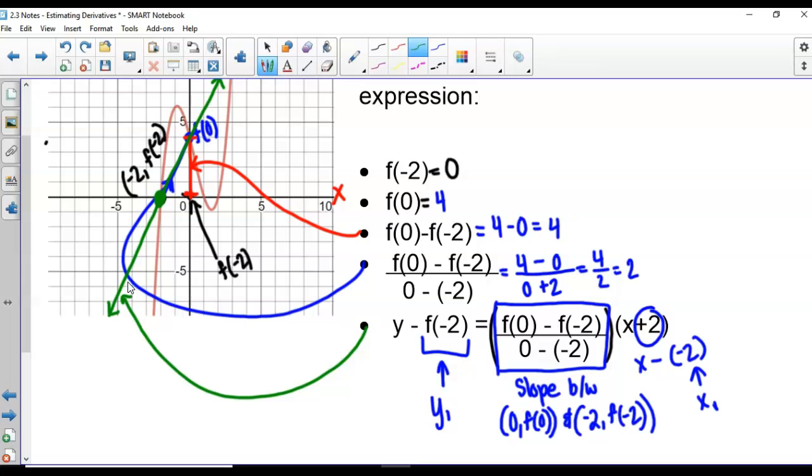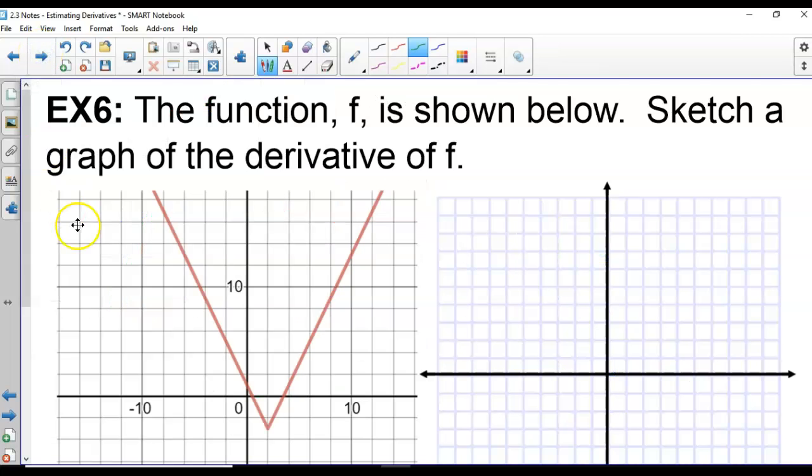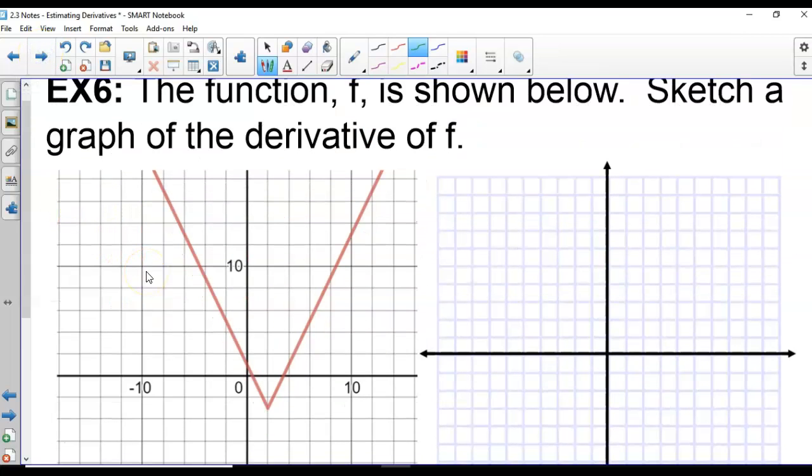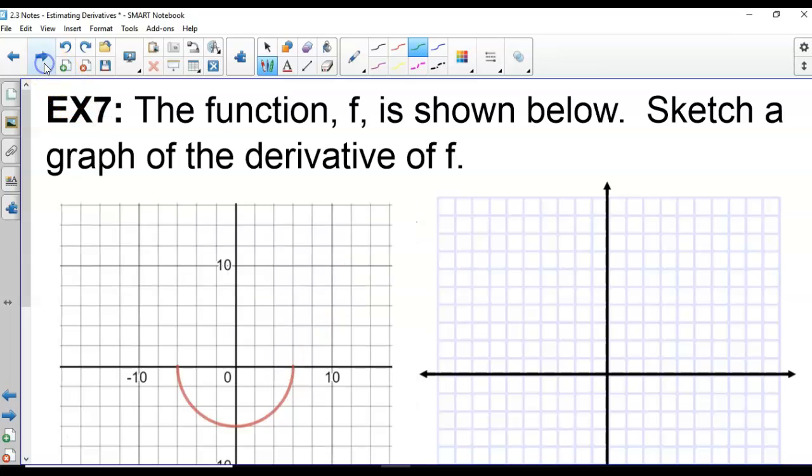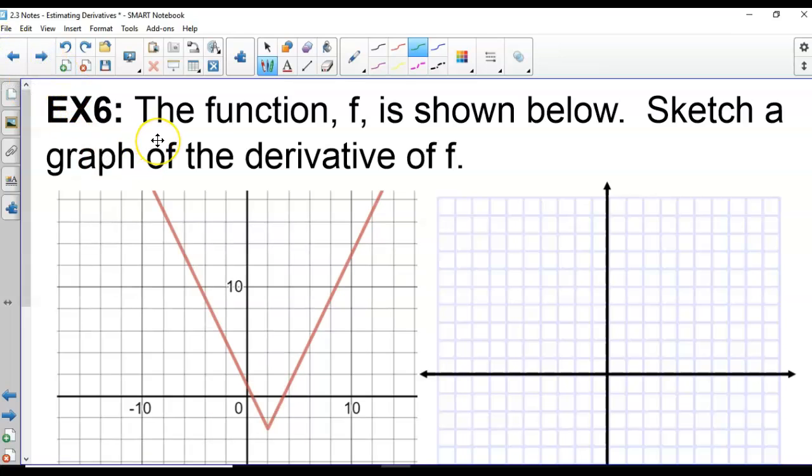Okay, questions? Alright, we've got one more. Okay. Oh no, we've got two more, don't we? Yes, we got two more. Okay, we're going to do these fairly quickly.